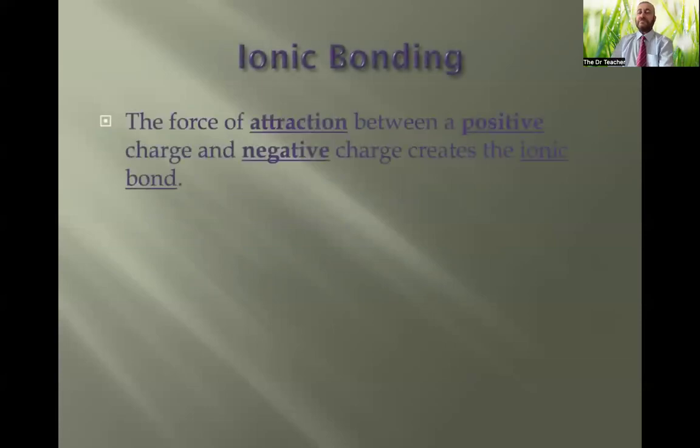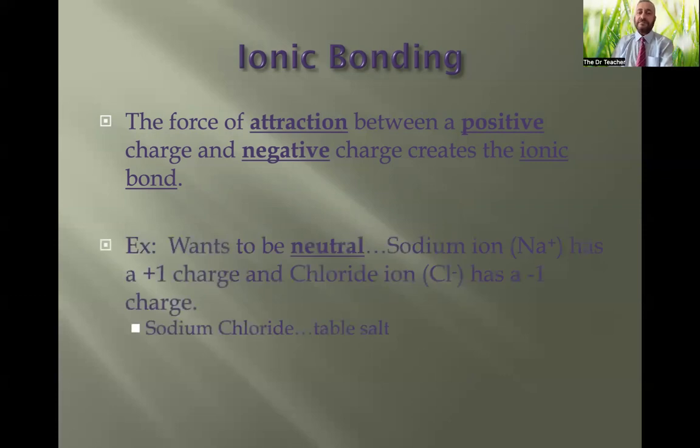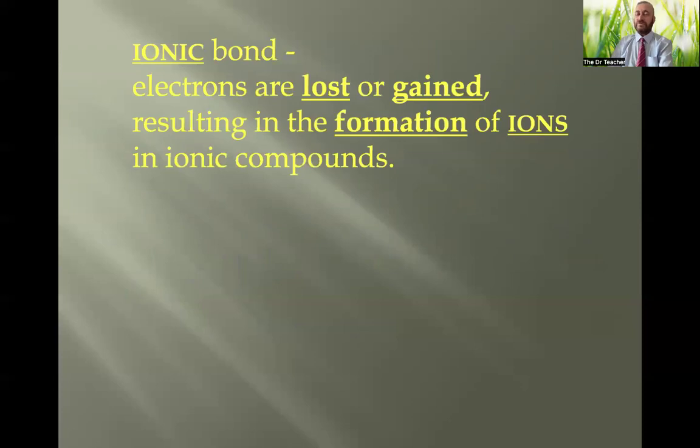Ionic bonding is the force of attraction between positively charged and negatively charged ions that creates the ionic bond. This attraction is between the cations and anions. For example, to be neutral, the sodium ion, Na+, has a +1 charge, and the chloride ion, Cl minus, has a minus 1 charge. Sodium chloride, table salt, is formed from the attraction between plus and minus, between the sodium ion and the chloride ion.